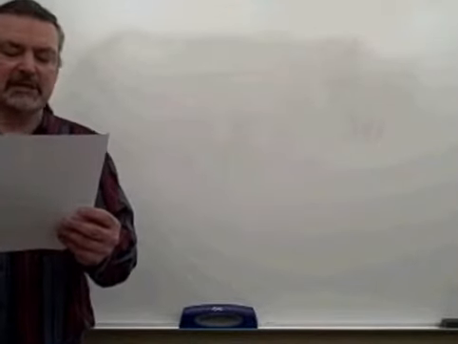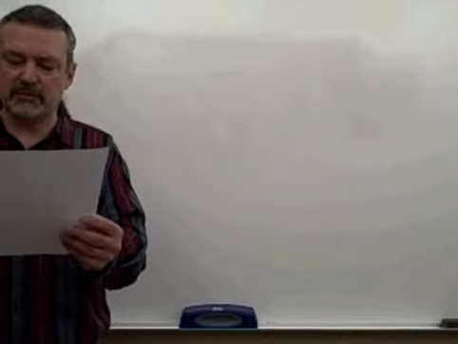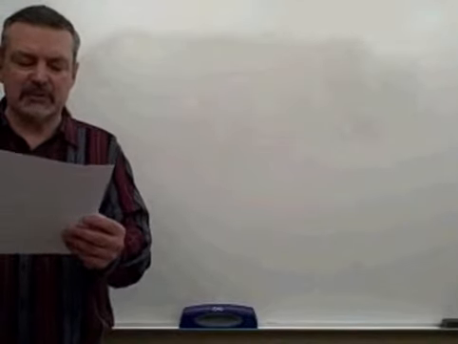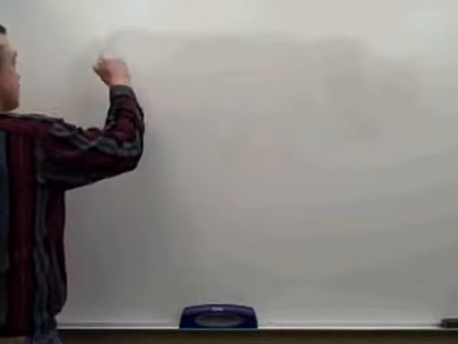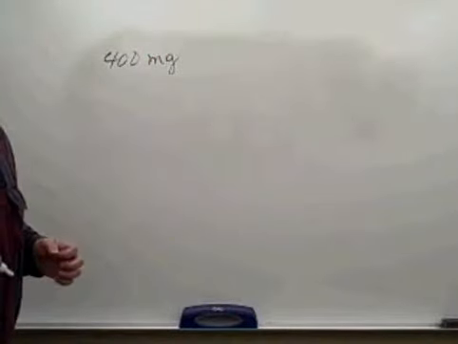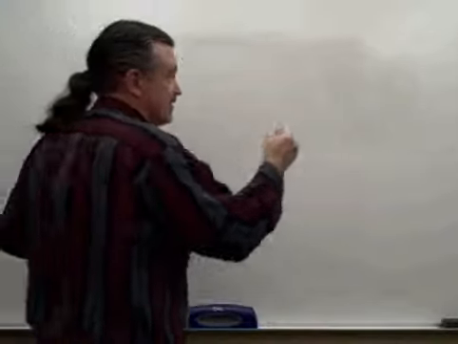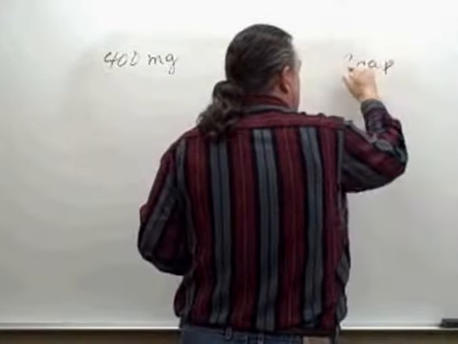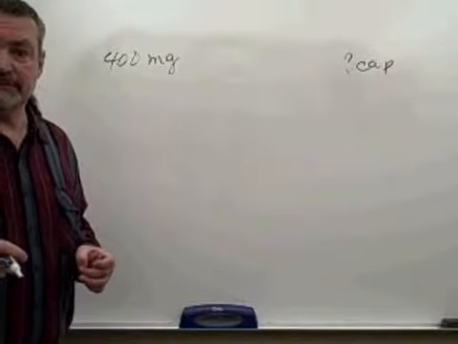Part A says, the label on the bottle of cimetidine states that each caplet contains 200 milligrams. How many caplets will the patient be given for each dose? So the dose is that the patient is to receive 400 milligrams of the drug. And we're giving it to the patient in the form of a caplet. So we want to know how many caplets should the patient receive.